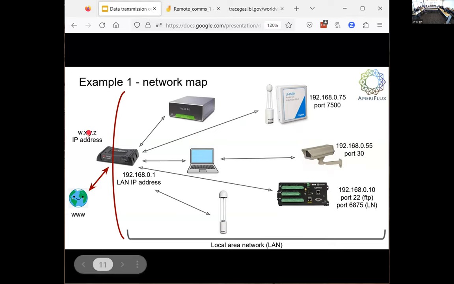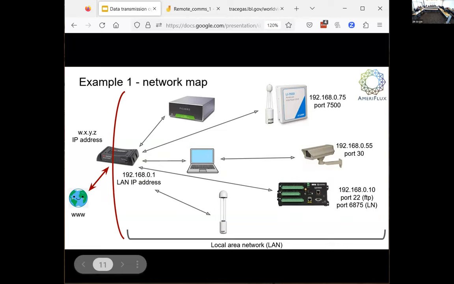Of course, from the outside, your station is going to have a single IP address. And so, thinking about how you can reach each of these components separately, there's this idea of port assignment. You can assign each device a port so that when traffic is coming in, it knows that's how you reach a specific device, through a port. I'll also emphasize that any one device can have multiple port assignments for different communication protocols. A data logger can have a port open for FTP data transfer, or also one for LoggerNet.